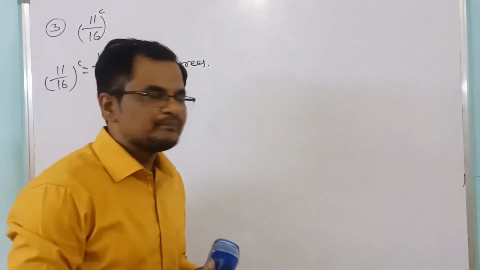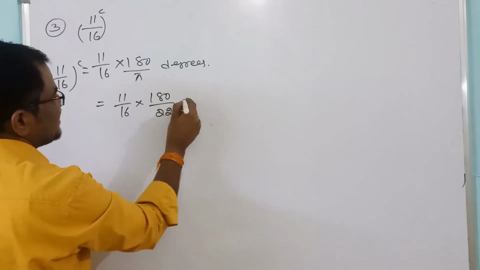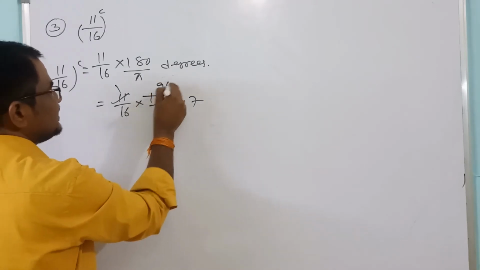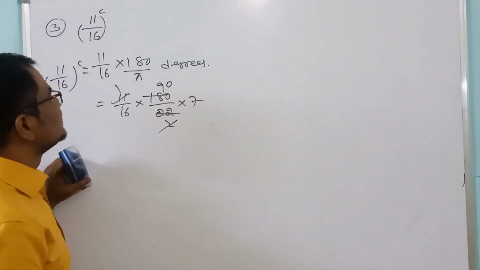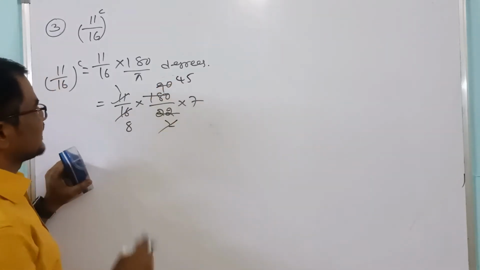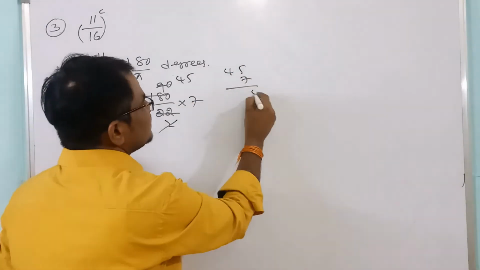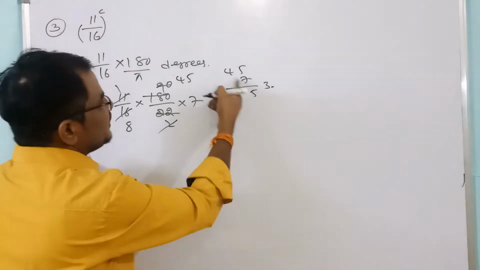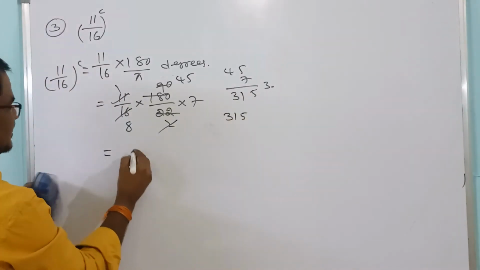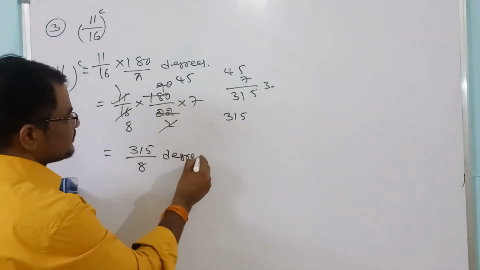Can you write? Now that is equal to 11 by 16 into 180 by, this is 22 by 7, means into 7. This is 1, this is 2 and this is 90. Right? Again here it is 8 and it is 45. Right? Now 45 7 times 35. Next 28, 3, 315. So this 315, if you simplify, 315 by 8 degrees.